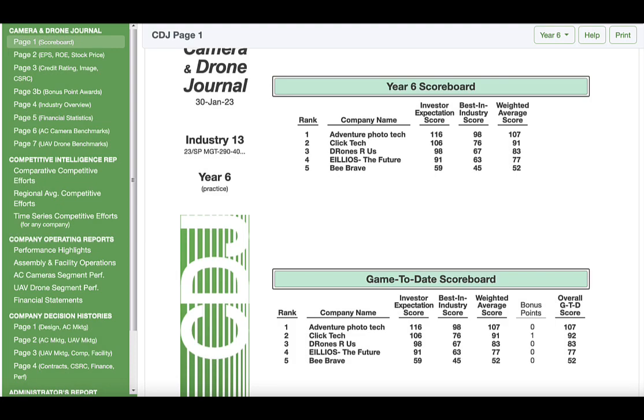Here we have the scoreboard for practice year 6. As you can see, Team A is leading the charge with 107, Team C 91, Team D 83, Team E 77, and Team B 52.